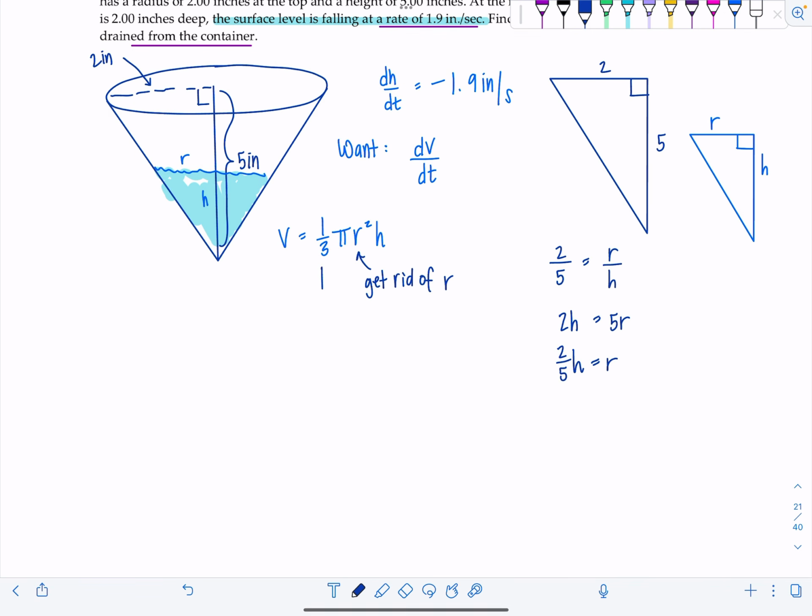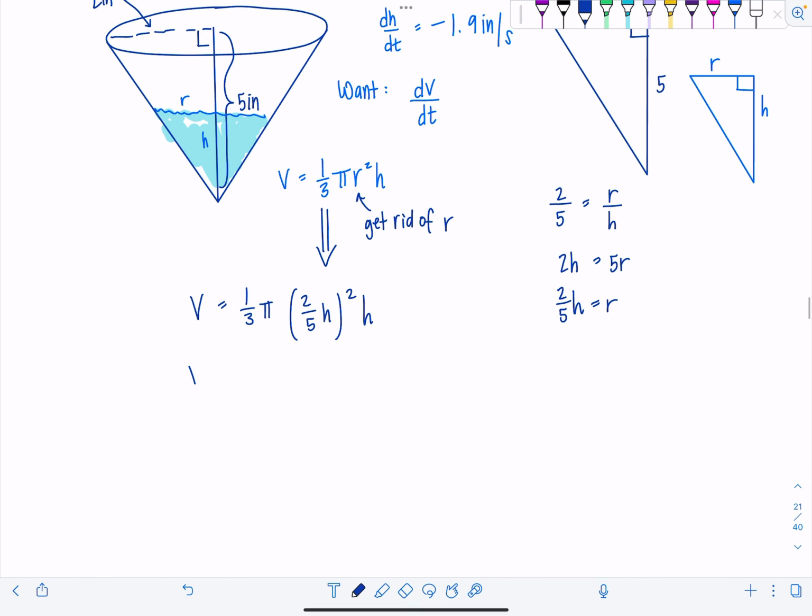So now let's rewrite our volume equation. V equals 1/3 pi. Instead of r, I'm going to write (2/5 h) squared times h. You guys, the worst is over. I promise you. So V equals, 2/5 squared is 4 over 25. And then I have pi over 3. So I'm going to write 4 pi over 75 h cubed.